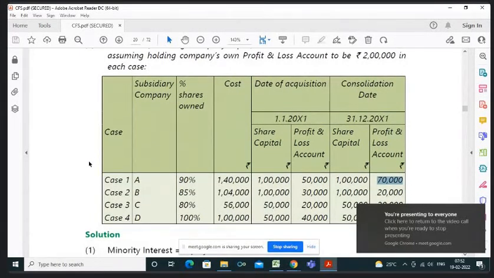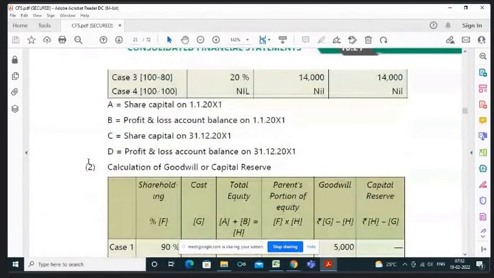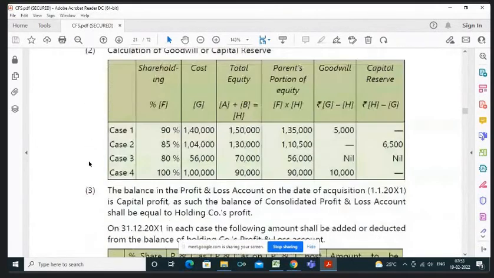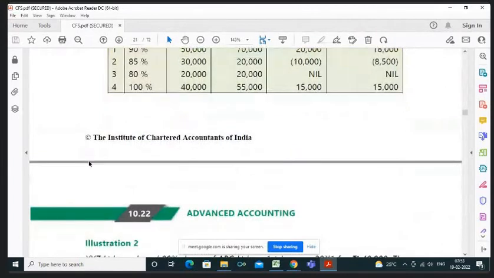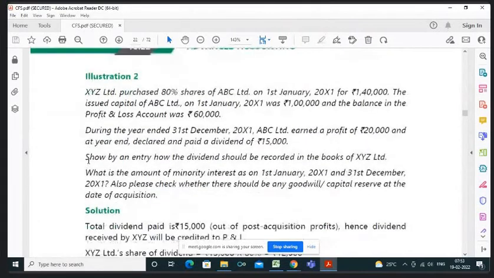So we have completed this particular illustration number 1. We have seen how to compute the goodwill or capital reserve or minority interest and how to consolidate the profit and loss. So these are some basic concepts which we have to learn. Then only we can complete the comprehensive problems. So let's move on to illustration number 2.